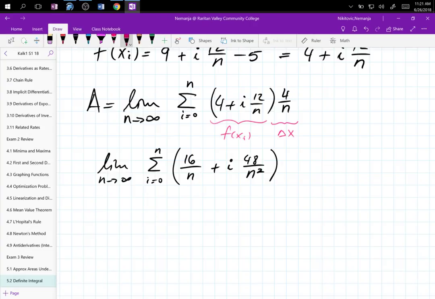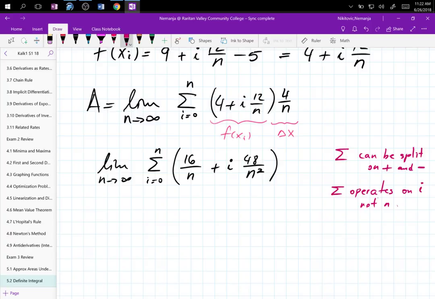Here are some facts on the side. Summation can be split on plus and minus. Also, summation operates on i's, not n's, which means that everything else is a constant and can be kicked outside.